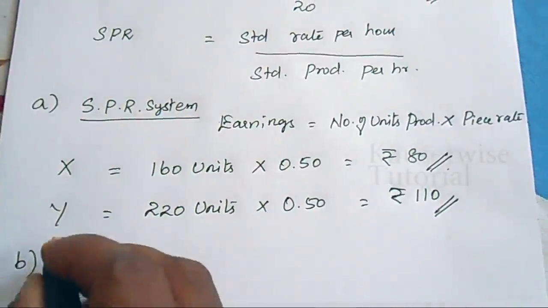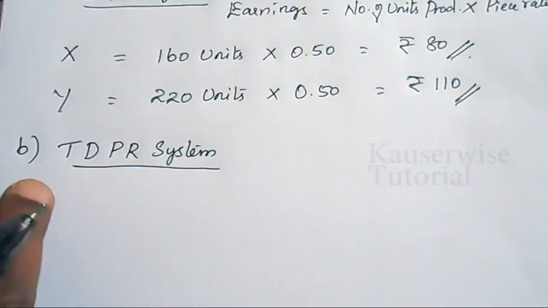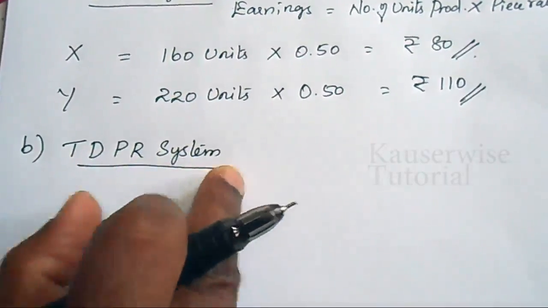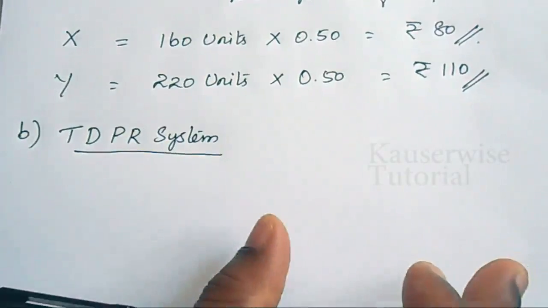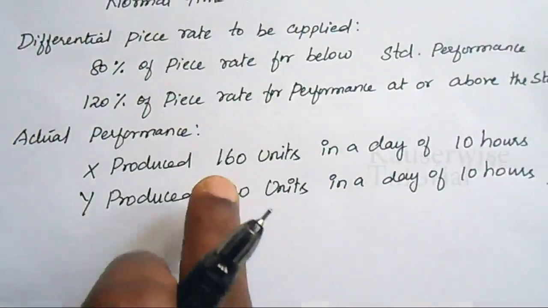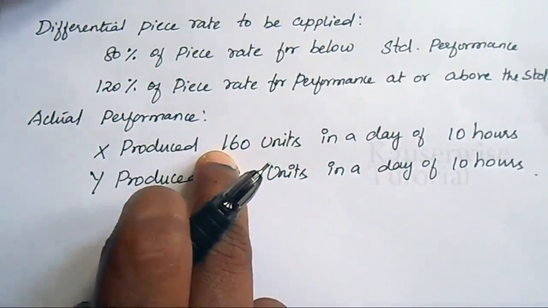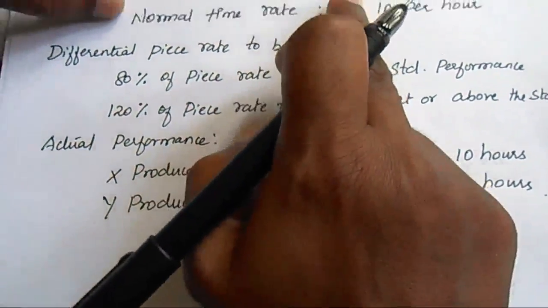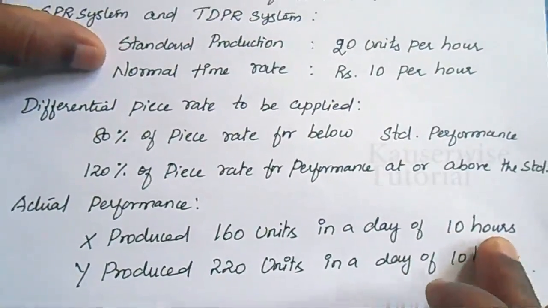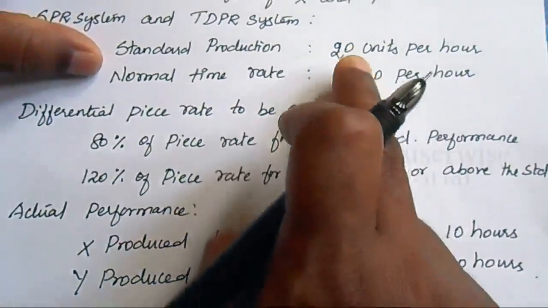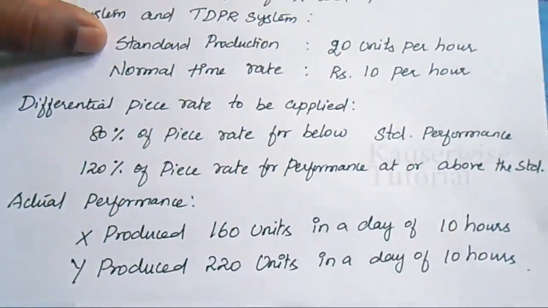The second one is Taylor's differential piece rate system. For Taylor's differential piece rate system, first you need to find the level of performance. How will you calculate the level of performance? Actual performance is there, and with this you need to compare standard performance. What is the standard performance? 20 units per hour. So how many hours did they work? 10 hours. For each hour they need to produce 20 units, so the standard performance will be 20 into 10, 200 units.